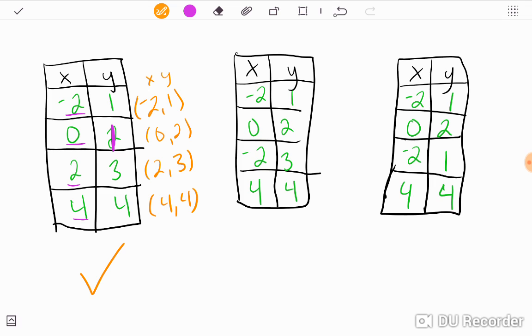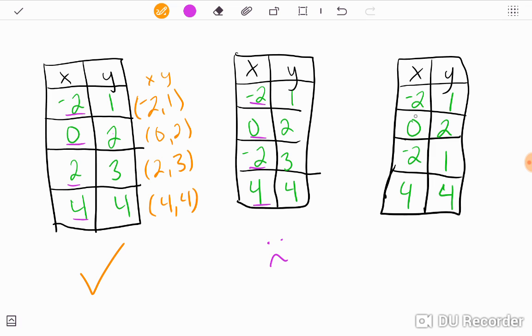Now over here, if we look, -2, 0, -2, 4. This one is not a function, because we have two of the same x's, two of the same inputs. It doesn't matter that all of our outputs are different, because our inputs are the same, it is not a function.